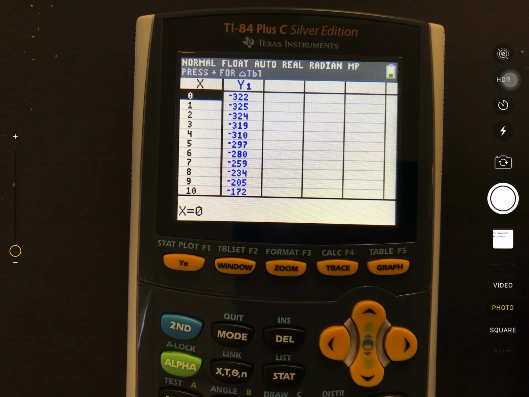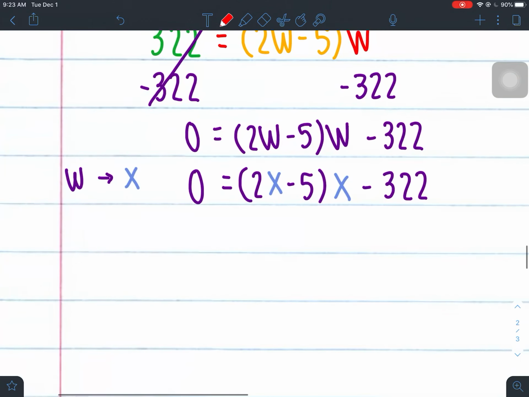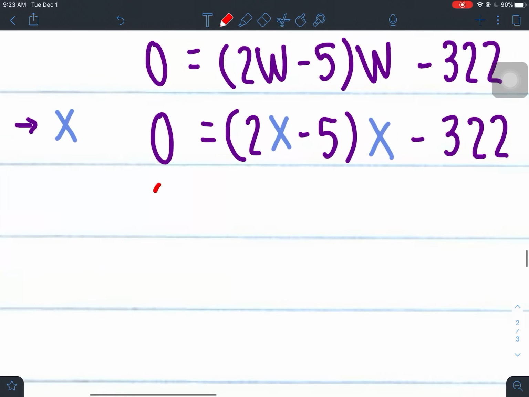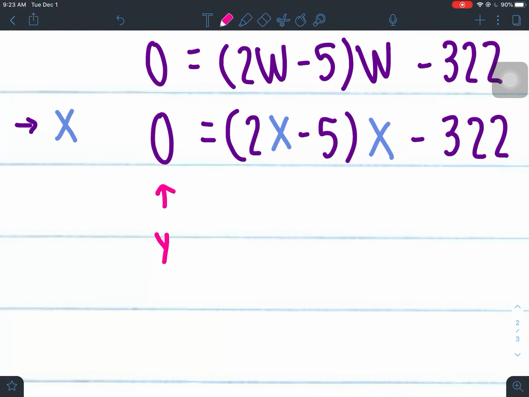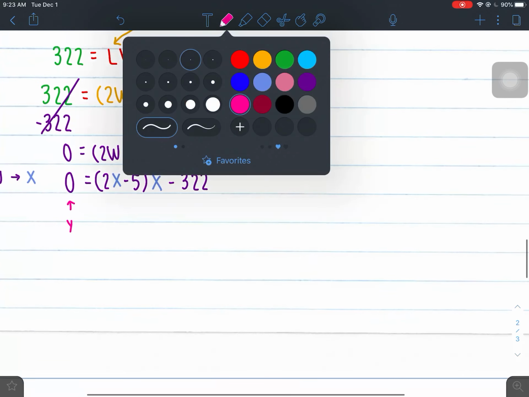Then we're going to hit second graph. Okay, we have a bunch of negative numbers. That's obviously not what we want. So the question is, what are we looking for? We're solving for the x-intercept here. Typically, what variable is over here? The variable that's over here is your y value. This is typically y. So we want y to be 0. That's what we're looking for.